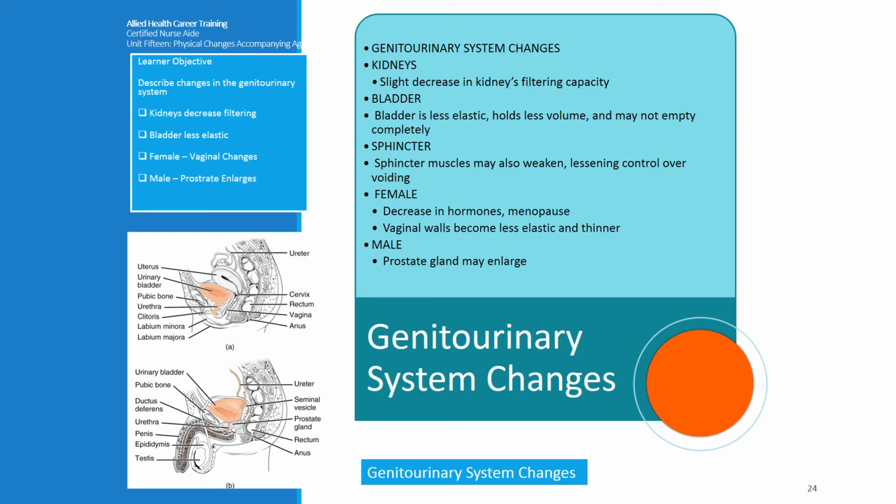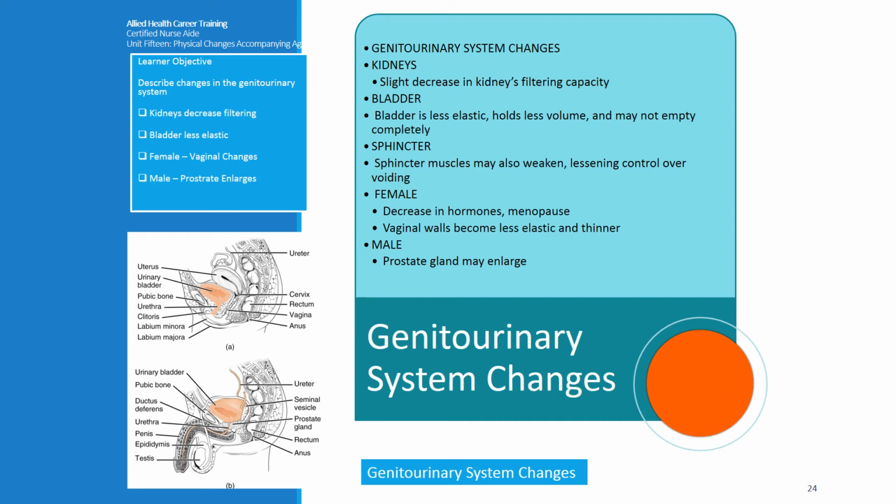So, some different changes you can have: the kidneys are going to slightly decrease in the filtering capacity. So, you may have a little bit more waste build up in the blood, or you may have a decrease in urinary output from the kidneys. Your bladder is going to be less elastic, so it's going to hold less volume, may not empty completely.